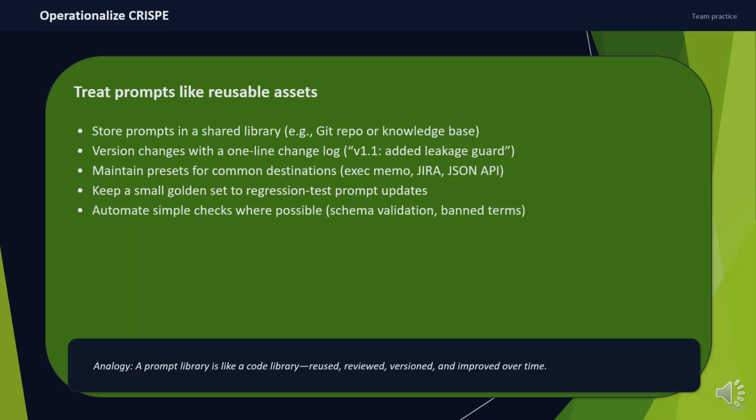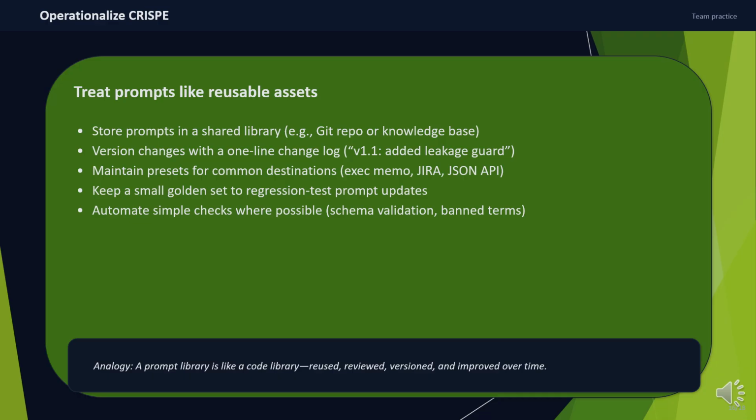CRISPE is most valuable when operationalized as a repeatable team practice. Instead of reinventing prompts from scratch each time, teams can build a small library of proven templates for everyday tasks, such as summaries, decision memos, analyses, tables, and checklists. This approach improves consistency, reduces cycle time, and makes quality easier to scale across different users. Prompts can be compared to a code library.